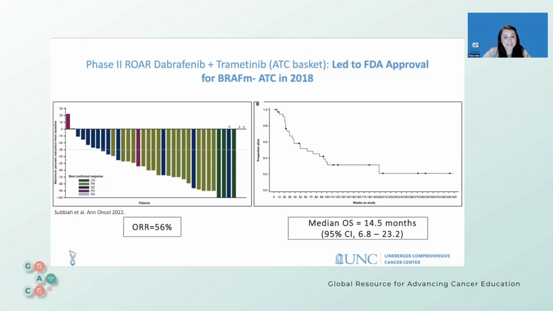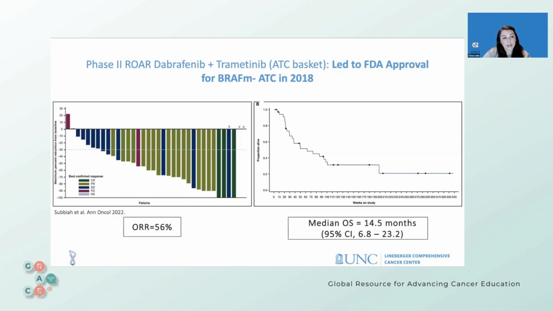On the left, you can see what we call a waterfall plot. And you'll see the lines going down are patients whose tumors shrunk, and the lines going up are patients whose tumors grow. You can see that the vast majority of these patients with anaplastic thyroid cancer had shrinkage of their tumor, which is what we're wanting to see.